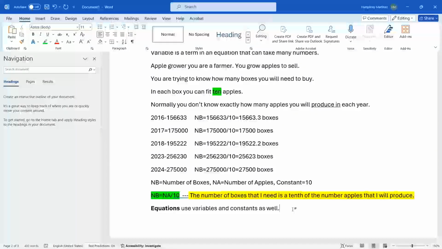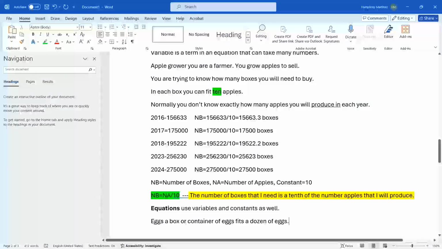Porque si tú eres un hacendero, tienes que saber cuánto. Si produces huevos, if you produce eggs, for example, then you need to know how many boxes you will buy, how many doses. And normally, you know, if it's eggs, a box or a container of eggs feeds 12 eggs normally, una docena, ¿verdad? Or feeds a dozen eggs, okay? Eggs, for eggs.